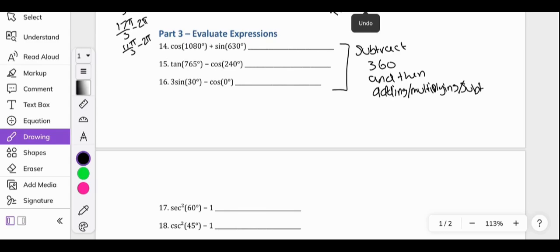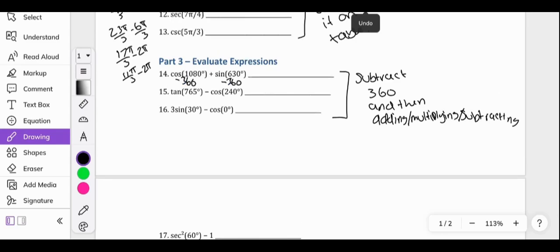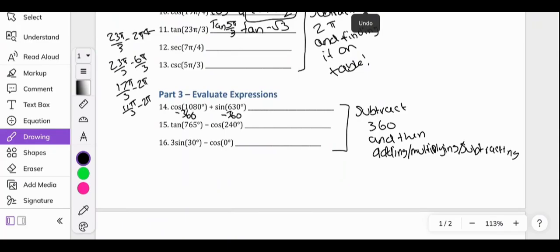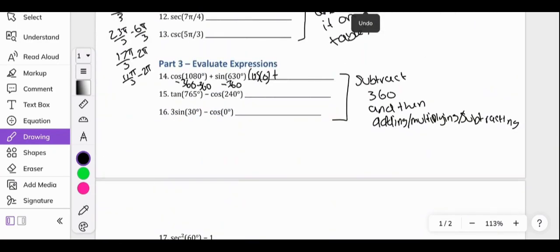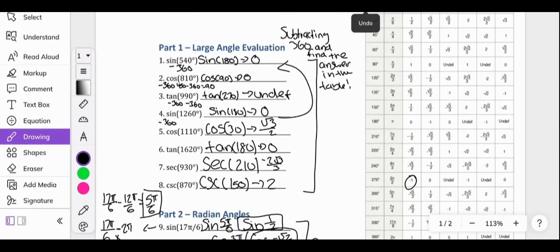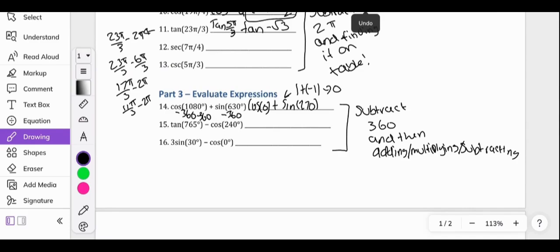Next it's evaluate expressions. Again we are going to subtract 360, and then add or subtract or multiply. Here we are going to add. We get cos 0 plus sin 270. We look in the table, and we see 1 plus negative 1 equals 0.